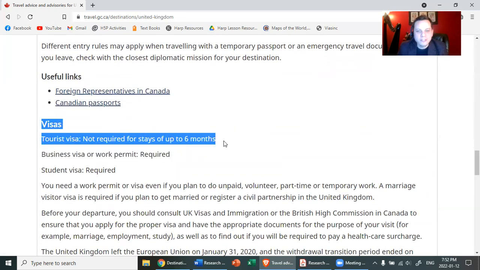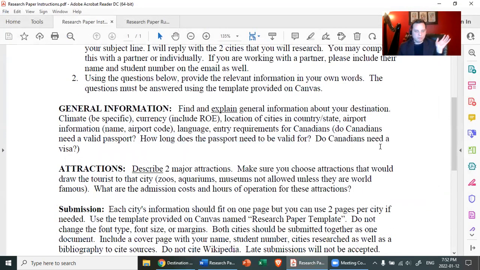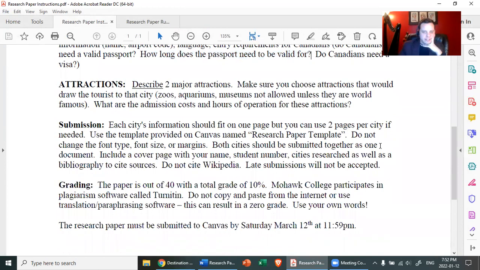Visas, that's where if you need one, it will say in that section. For example, Brazil used to require that Canadians had a visa.